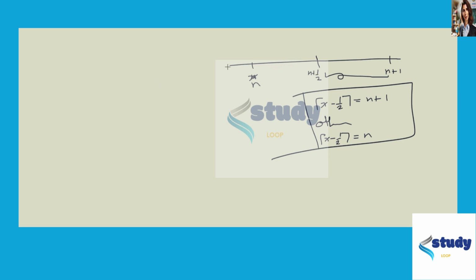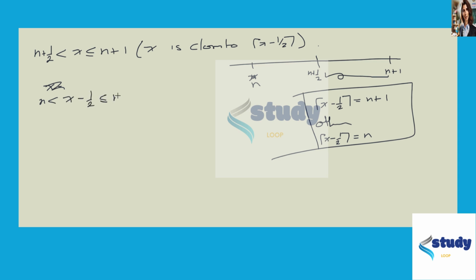To do this, we'll first let n plus a half be less than x, less than or equal to n plus 1. So in this case, x is closer to n plus 1. Then if you do the subtractions, n is less than x minus a half, less than or equal to n plus 1 over 2.